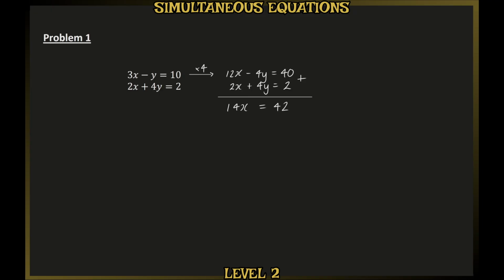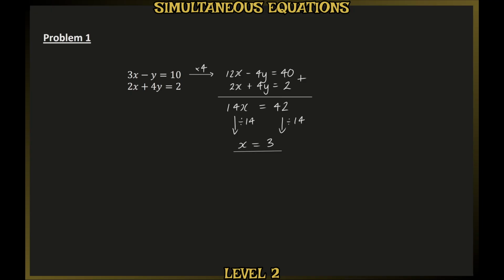We can now solve this equation to find the value of x, and we can do this by dividing both sides by 14. And on the left, the times 14 and the divide by 14 cancel out to leave us with x, and on the right, 42 divided by 14 is 3. So x equals 3 is the first part of our solution.